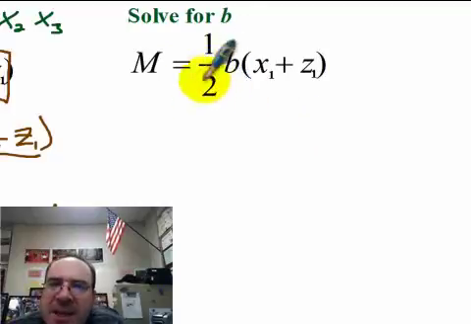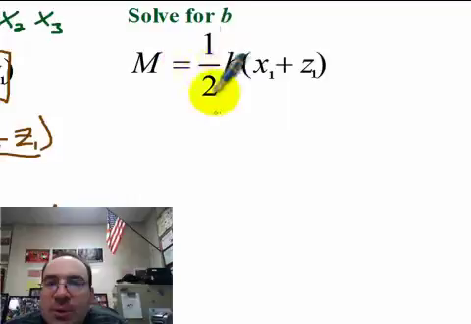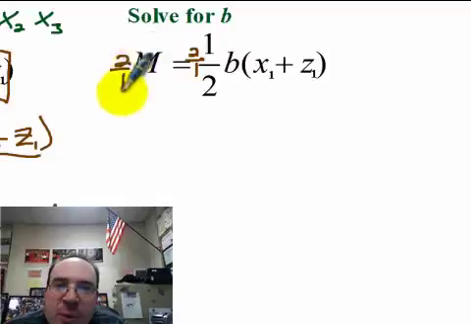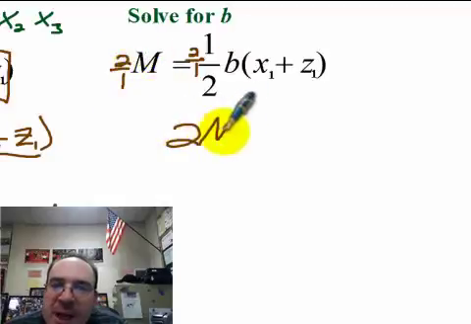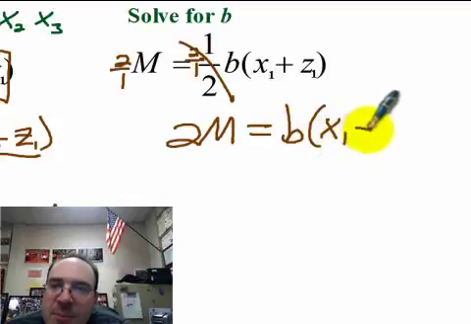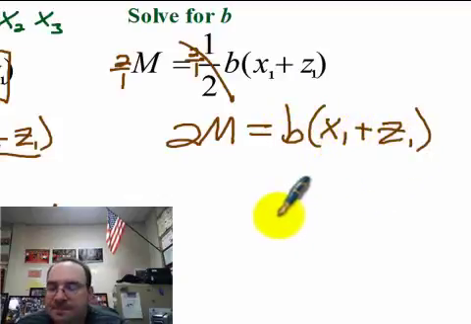So I want to solve for b. Again, I want to get rid of this 1/2 that's next to the b. So this part of the problem is the same. So I get 2 over 1 and 2 over 1. And that gives me 2m equals b times x1 plus z1.